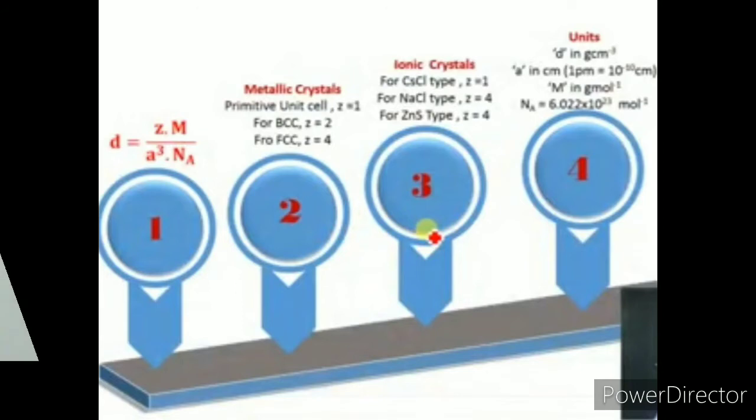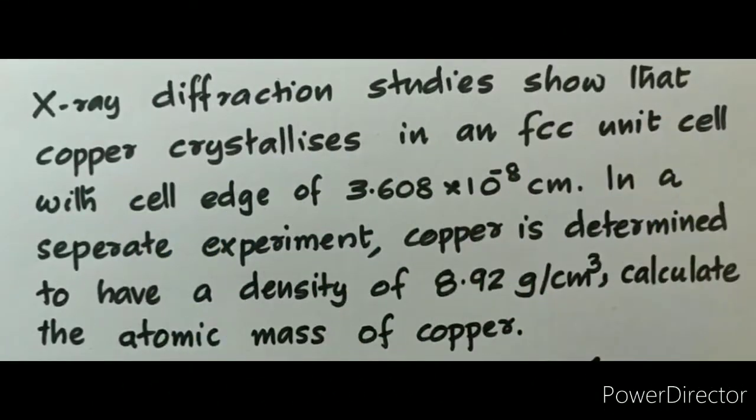Using this equation, we can solve some problems. First question: X-ray diffraction studies show that copper crystallizes in an FCC unit cell with edge length of 3.608 × 10^-8 centimeter. In a separate experiment, copper is determined to have a density of 8.92 gram per centimeter cube. Calculate the atomic mass of copper.